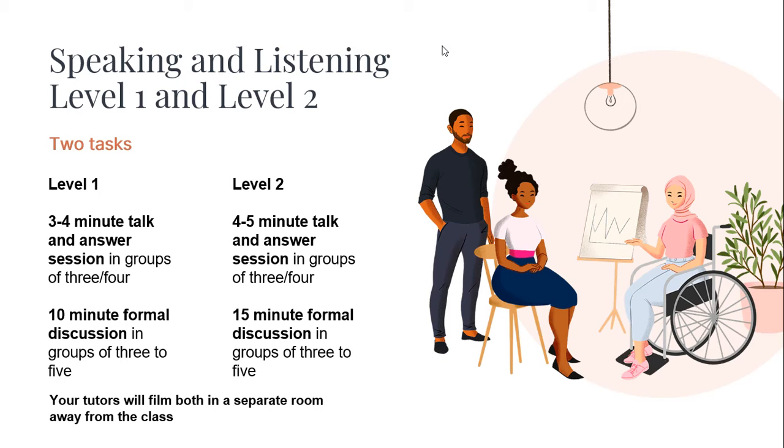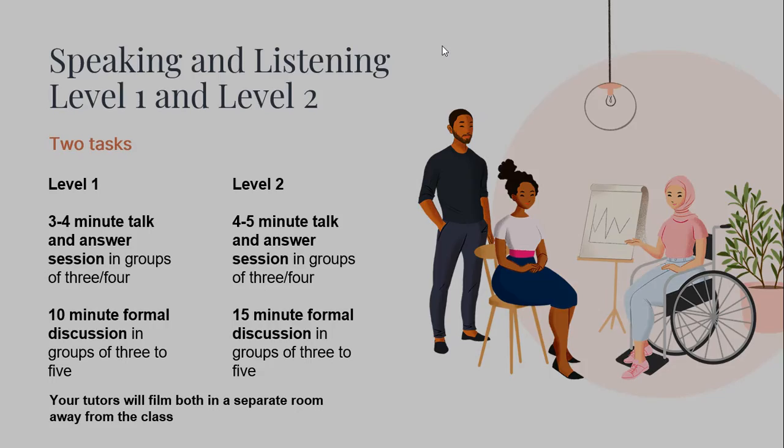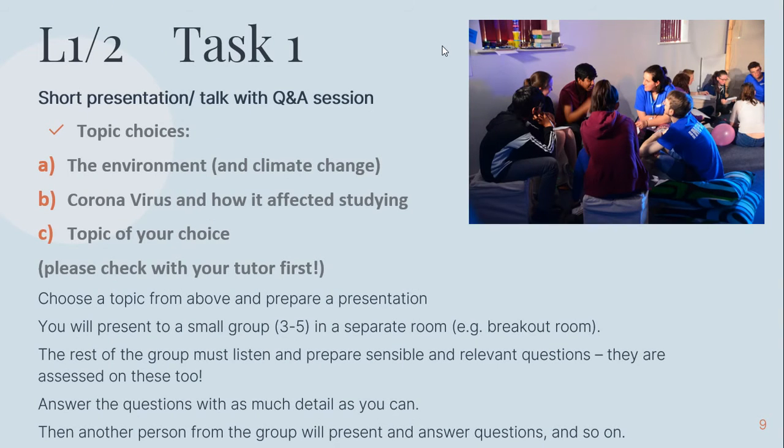So I'm just going to go into a little bit more detail about what we mean by these talks and what we mean by these group discussions. So when we're talking about the talk or presentation task, what will happen is, you'll be in a group of around 3 to 4 people. The first person will give their talk on their chosen topic, and then the others will become their audience and ask them some questions at the end.